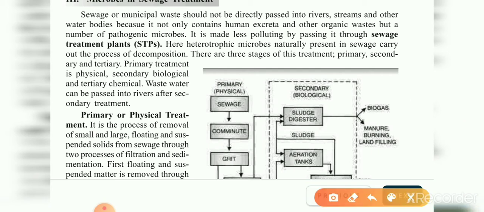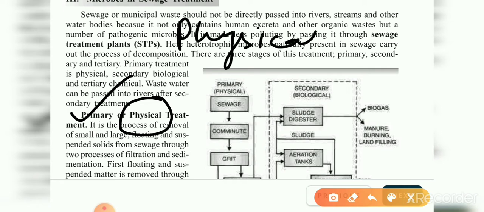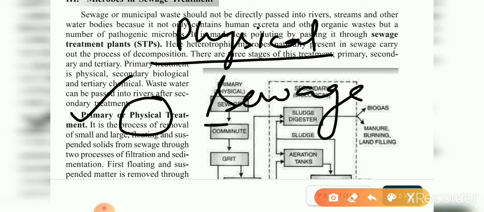So first of all we will discuss the primary stage, which is also called the physical treatment stage. And why is it called the physical treatment stage? Because in this stage only physical methods are used to separate the impurities from the sewage. Clear? So why do we call it a physical method? Because in this method only physical methods are used to remove impurities from sewage. And which physical methods are used?